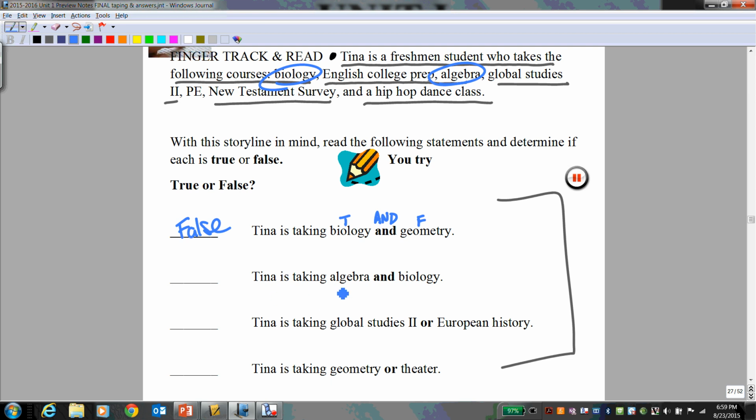Ready? Tina is taking algebra. That's true. And biology. That's also true. An and statement, a conjunction, is true only if both parts are true. So this was a true statement.